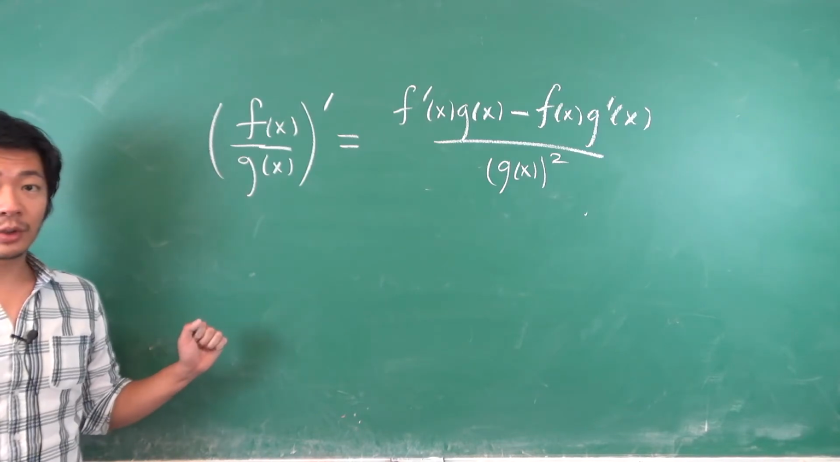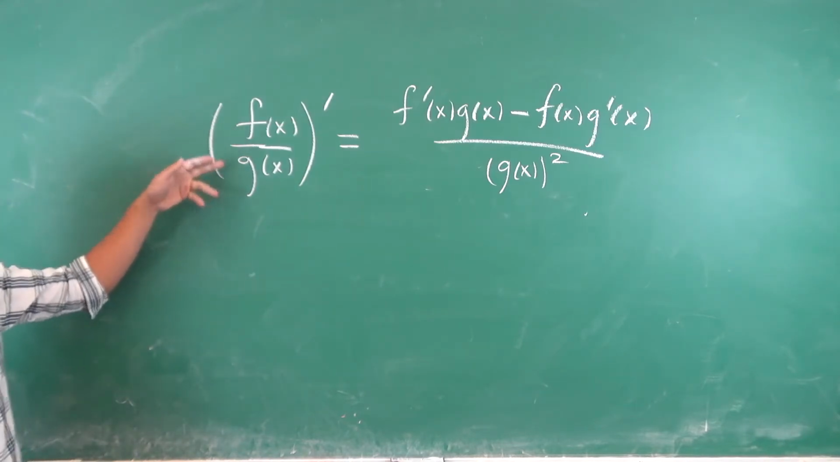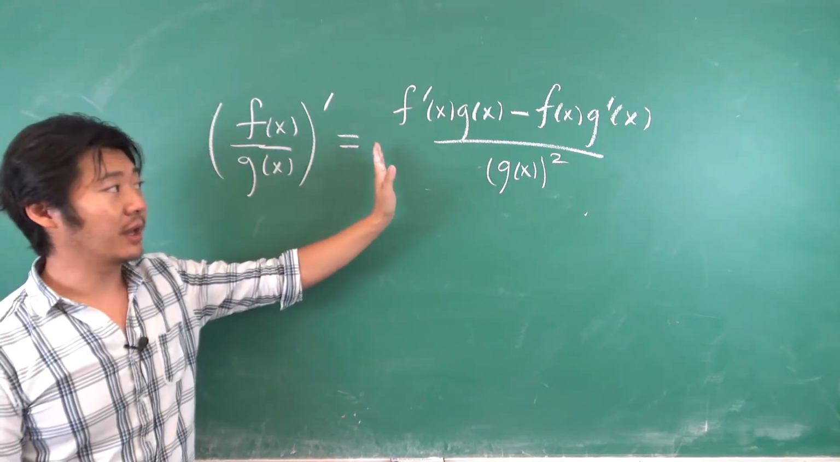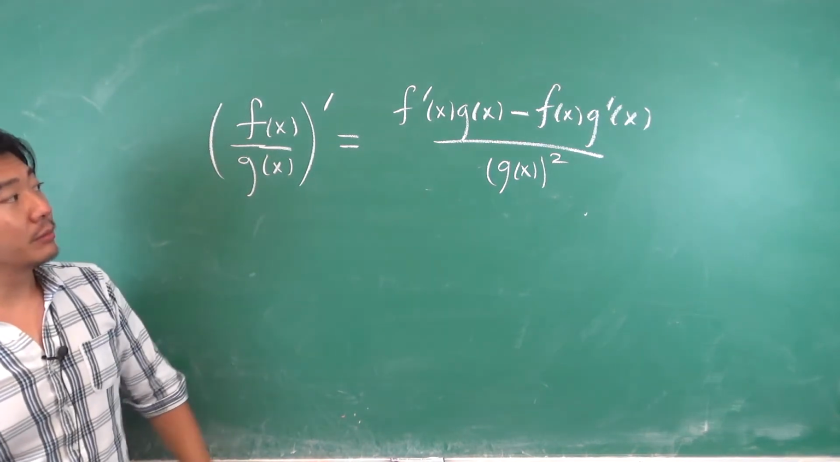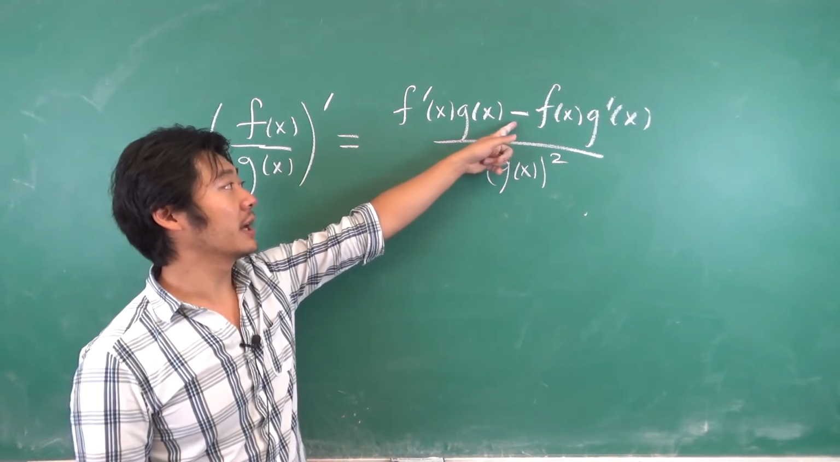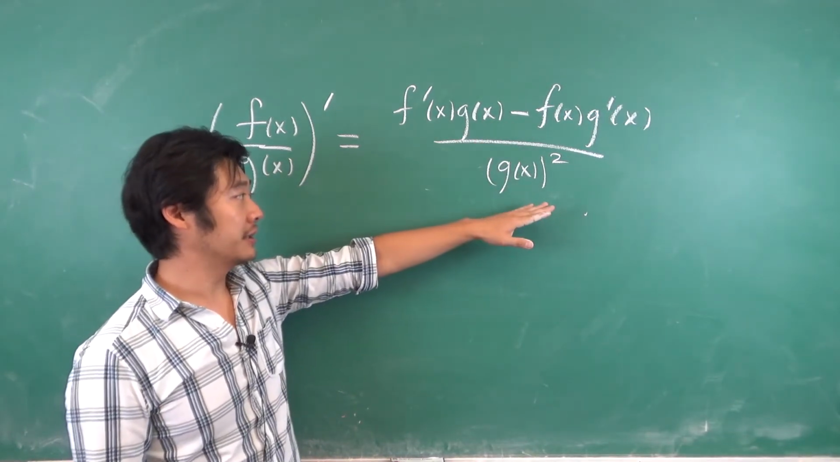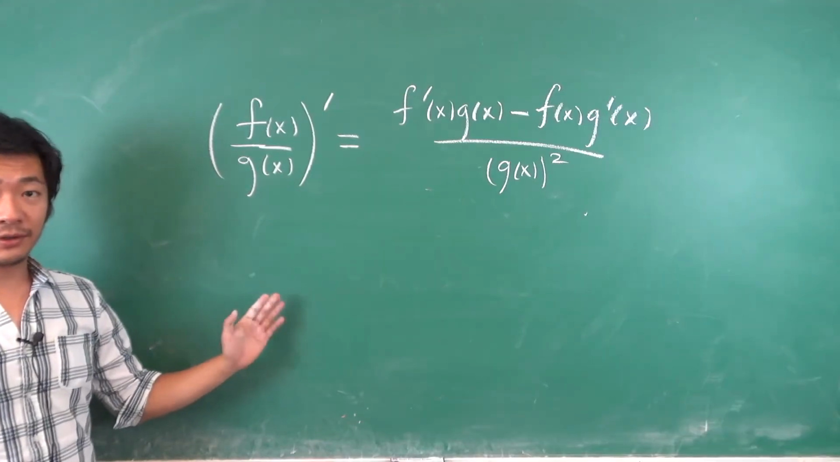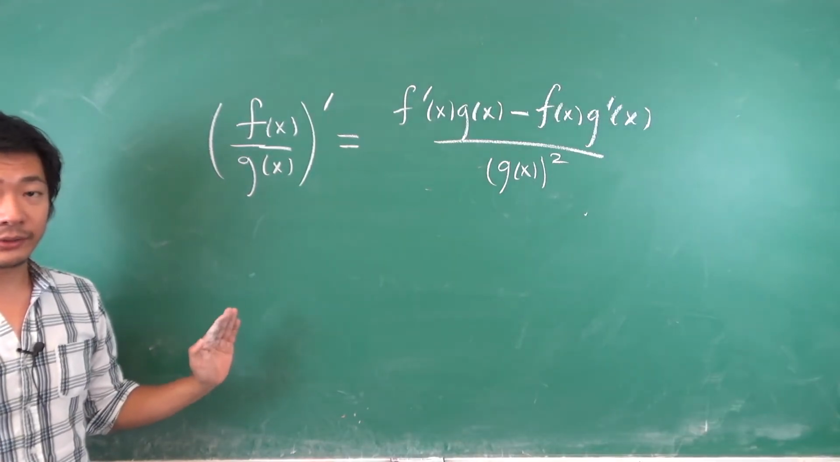Next, we introduce the quotient rule. So given a quotient of functions, f divided by g, the derivative is given by this formula. We have to make sure that the sign here is minus and that we divide by g of x squared. This will be proved in a future video, but for now let's do a quick example.